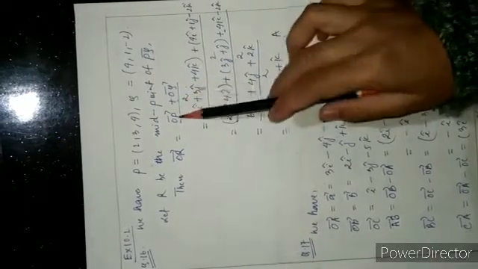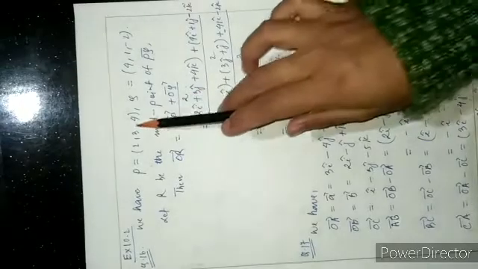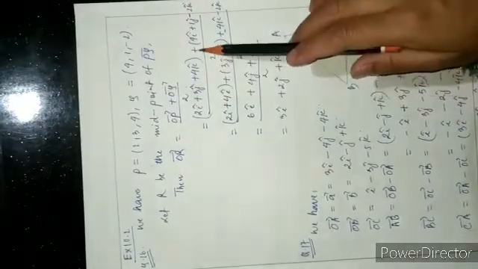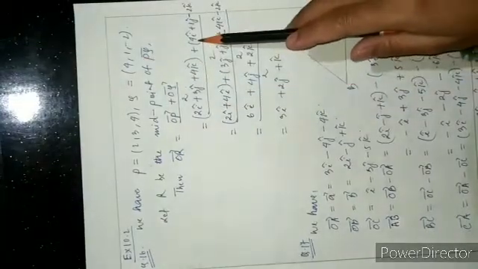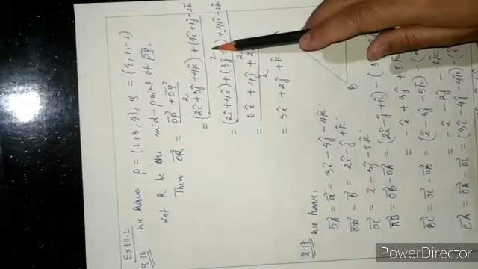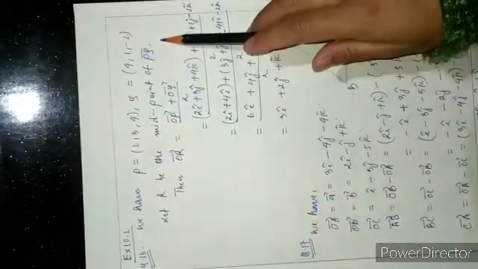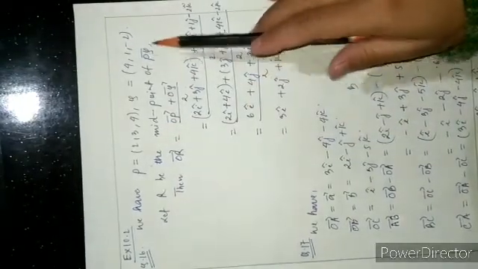And so the position vector of P, with x coordinate 2i plus y coordinate 3j plus 4k, plus OQ vector. Position vector of Q will be 4i plus 1j minus 2k, divided by 2. Since R is the midpoint of PQ, R divides PQ in the ratio 1:1.